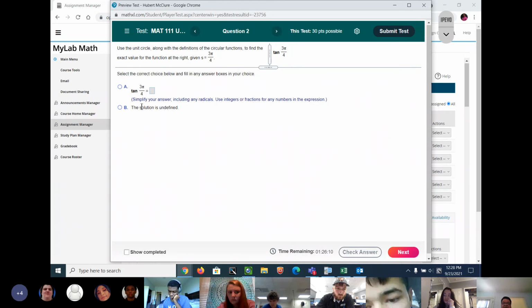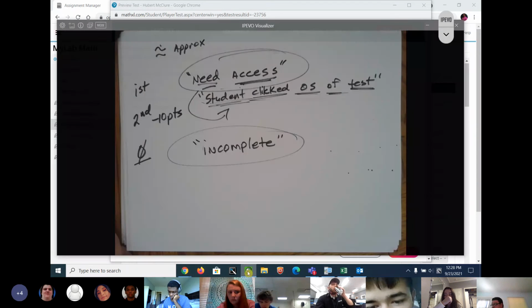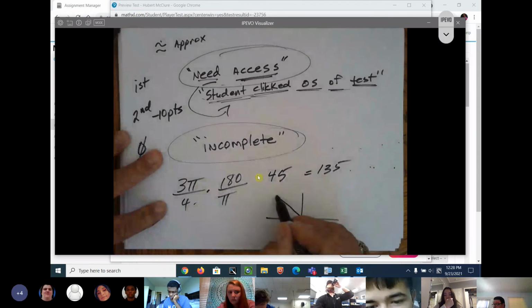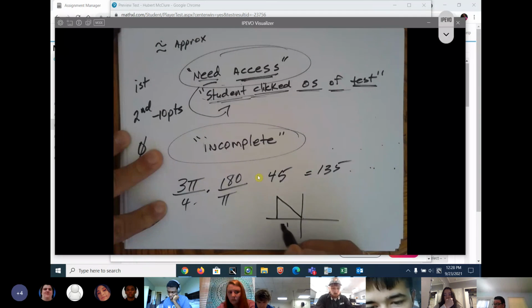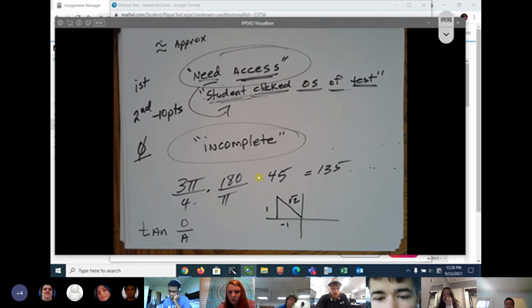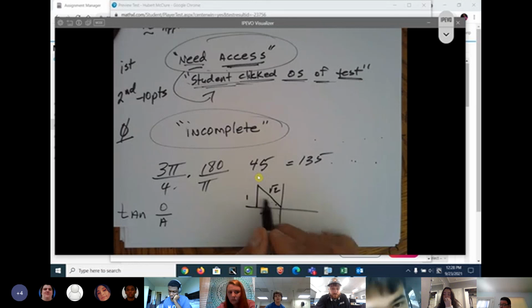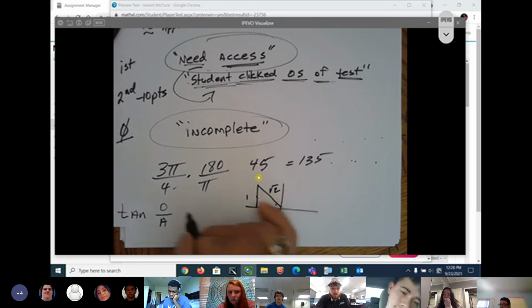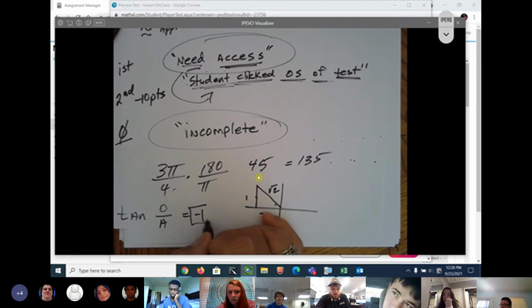So we're talking about the second quadrant. 45 degrees in the second quadrant is (-1, 1) with square root of 2. What's the tangent? Oscar had a hunk of apple. So that's going to be 1 over -1, which is -1.